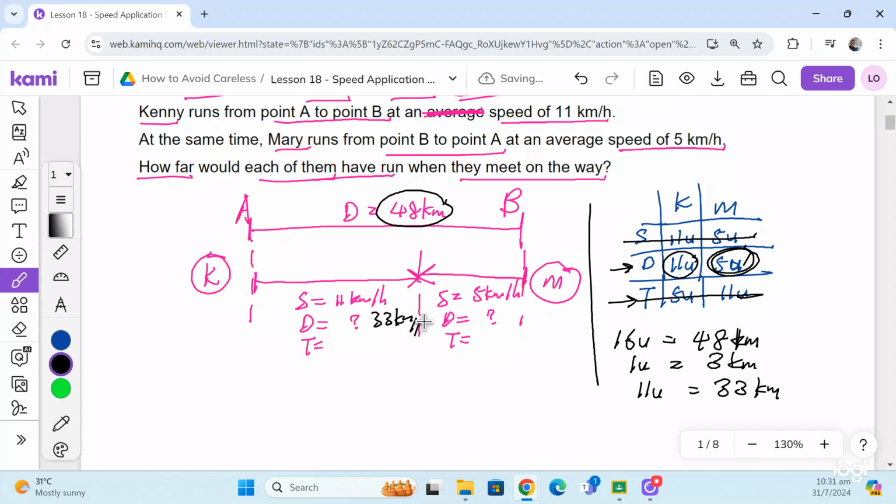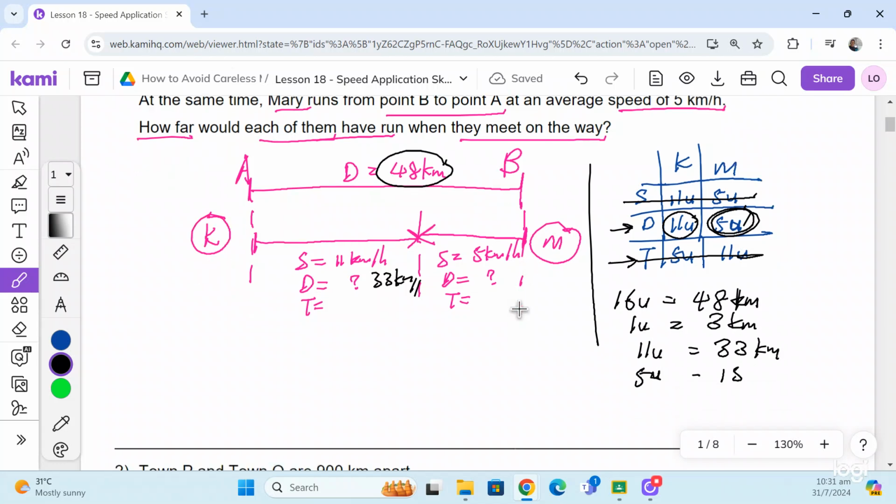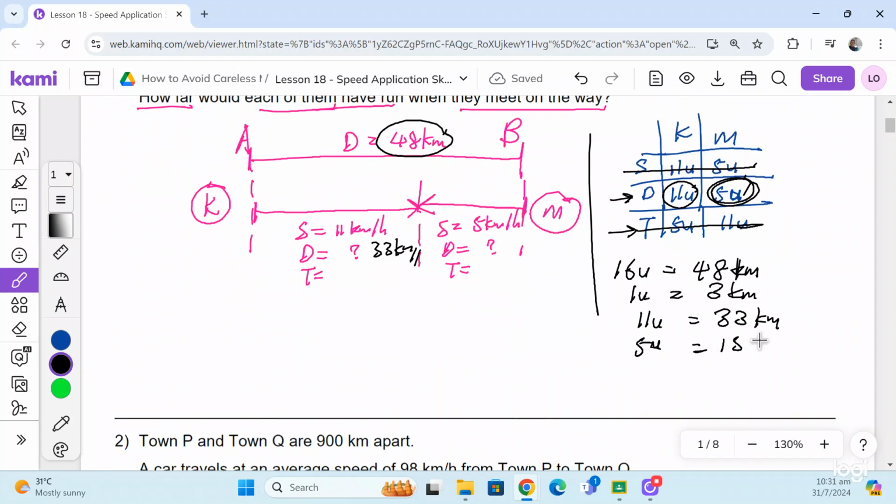And then Mary's distance will be 5 units, which is 5 times 3, which is 15 km. So Mary's distance is 15 km, and whatever answer you have worked out, you put inside the model, and that's your second important value. So Kenny's distance is 33 kilometers, Mary's distance is 15 kilometers. So do I need to find the time taken by each person? We don't have to, because you got the answer already.